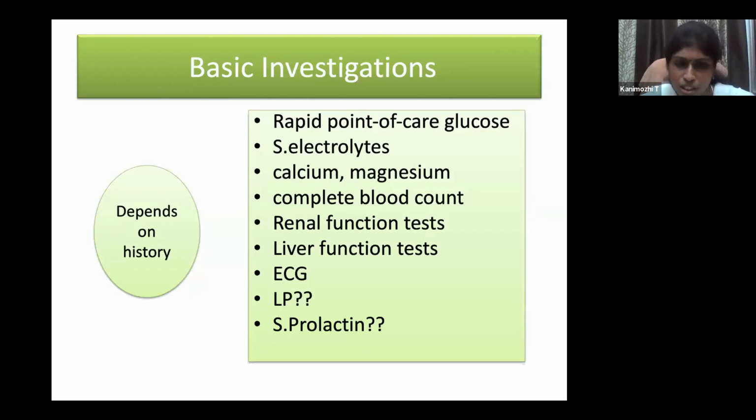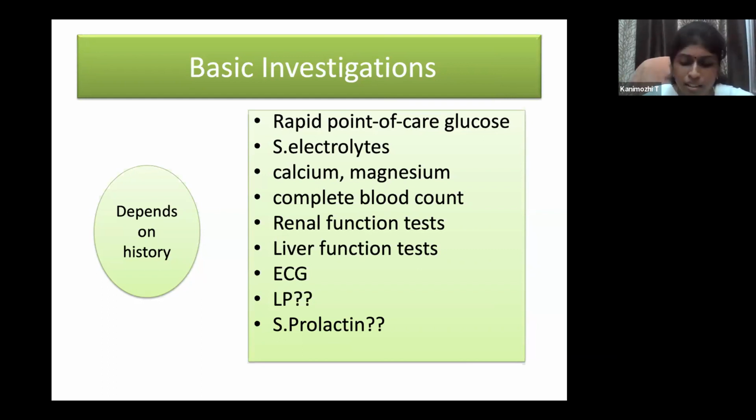So basic investigations depend on history. Rapid point of care glucose is always done. Any child who comes with seizure or any change in the sensorium, we do this. And the other routine investigations like serum electrolytes, calcium, magnesium, complete blood counts, RFT, LFT, ECG, of course, if there is anything pointing towards cardiogenic syncope, and LP. LP is useful only in acute symptomatic seizures. In remote symptomatic or other causes of seizures, we can find some non-specific abnormalities in CSF, which may not help in diagnosis and rather increase the confusion about the etiology of seizures.